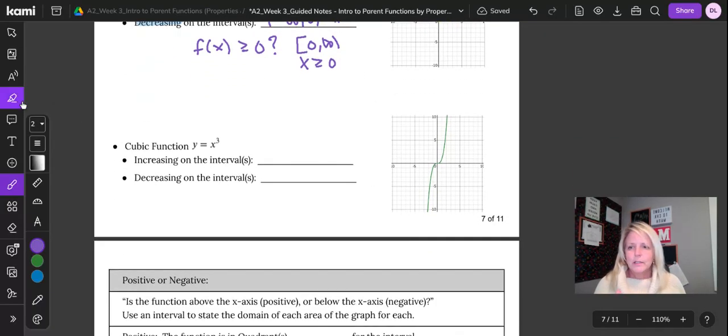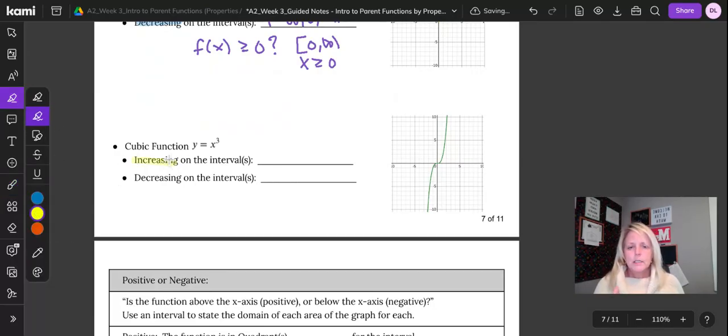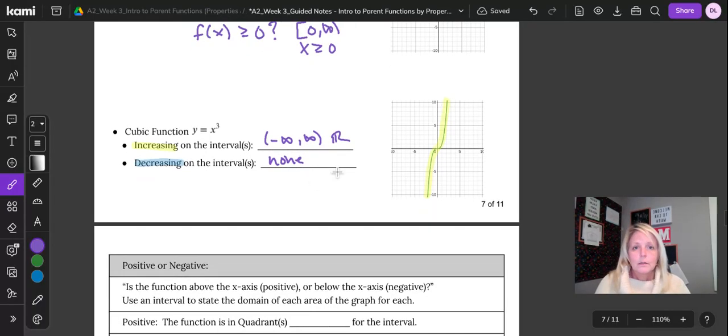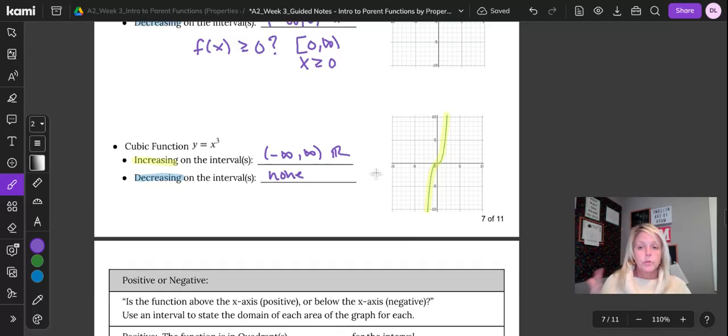Okay, and then let's take a look at the cubic function. Increasing is when it is upward, and that's the entire graph. Decreasing, we don't have any that's decreasing. So increasing would be all real numbers, or negative infinity to positive infinity, and then we do not have any intervals where it's decreasing. Okay, that is where we're looking at the slope. So notice I can have an increasing function that is below the x-axis. So that's what we're getting ready to look at next.